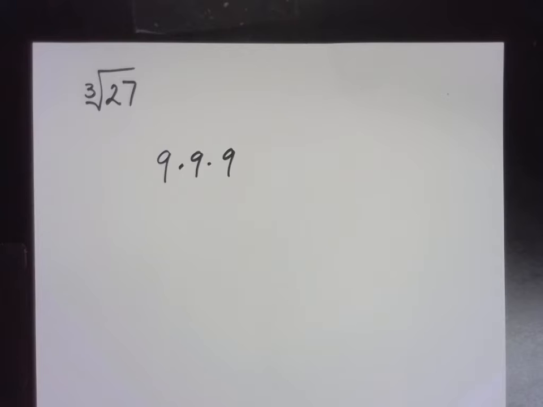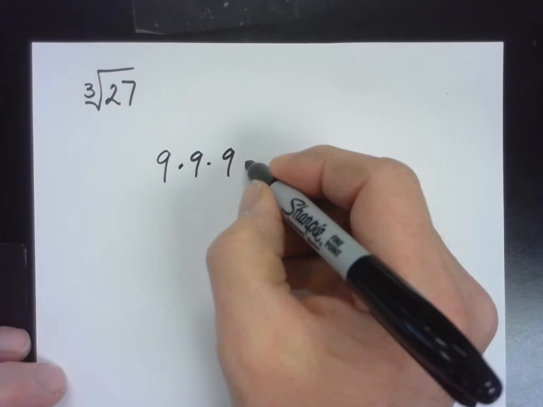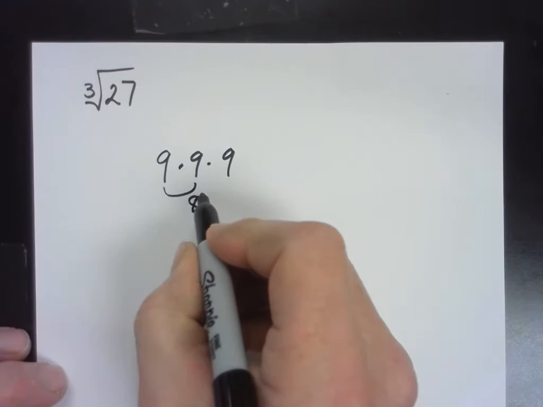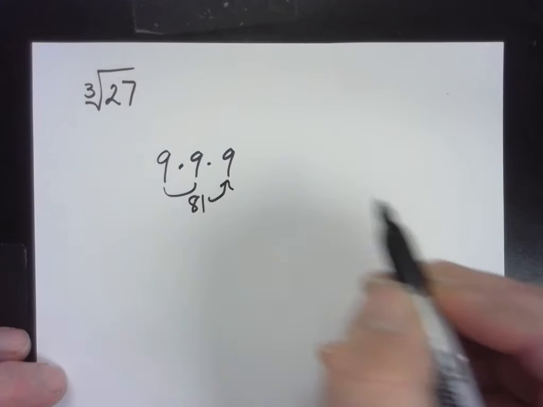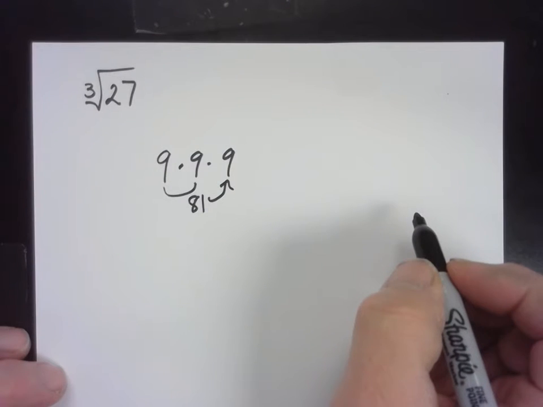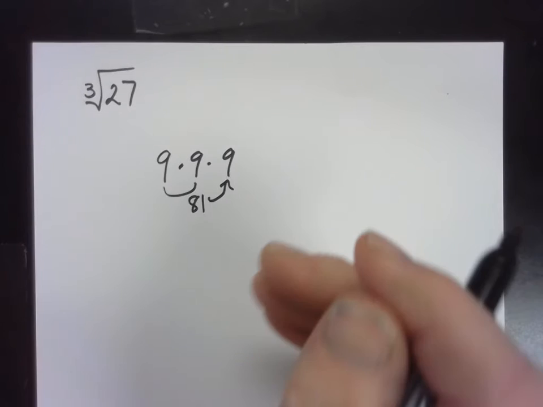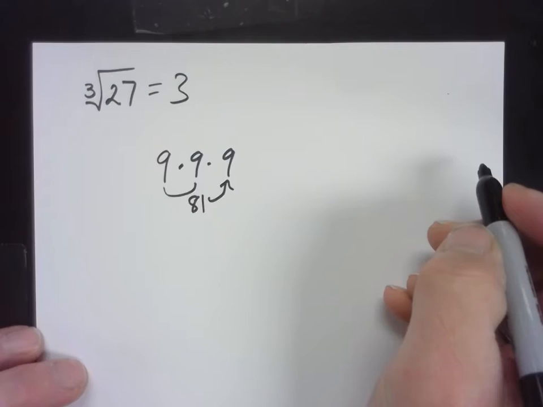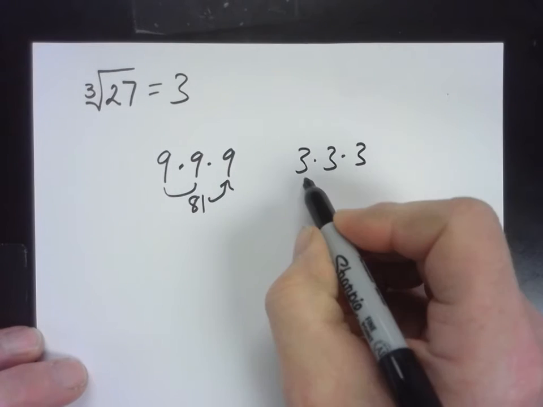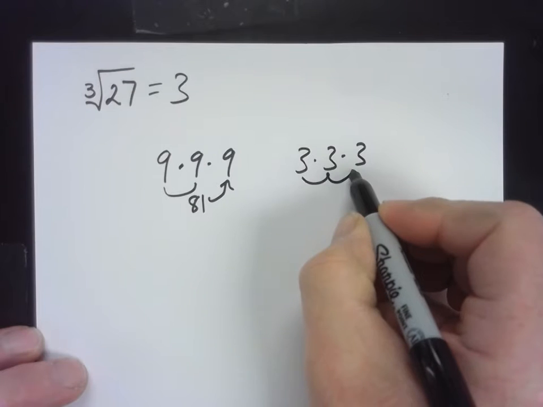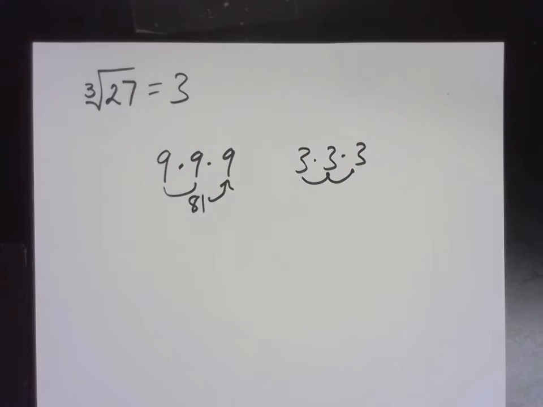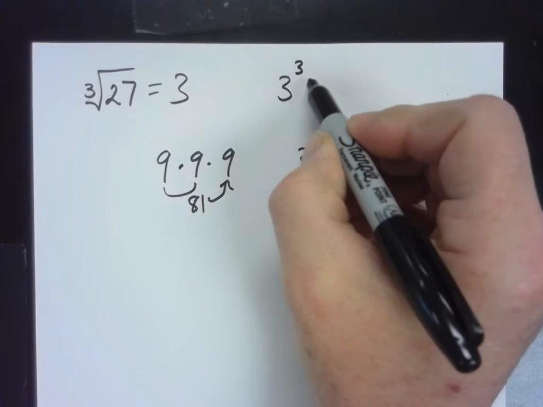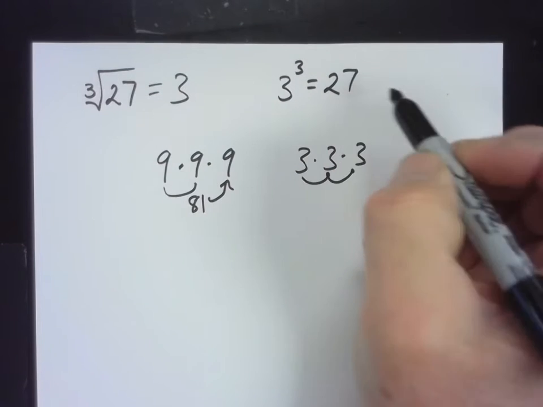Is it? It's a heck of a lot bigger than 27, isn't it? I mean, 9 times 9 is 81, and then 81 times 9, not 27, is it? No, it's got to be a lot smaller than 9. 3. Oh, now we're talking. 3 times 3 times 3. 3 times 3 is? 9. Times 3 more is? Now we're getting somewhere. Okay, so 3 to the 3rd power then is what? 27. The cube root of 27 is 3.